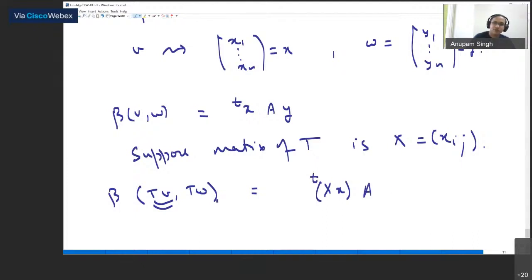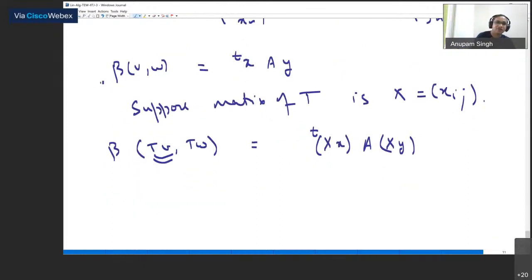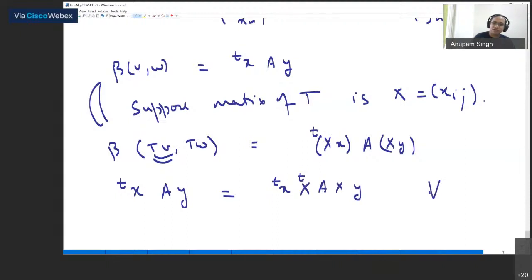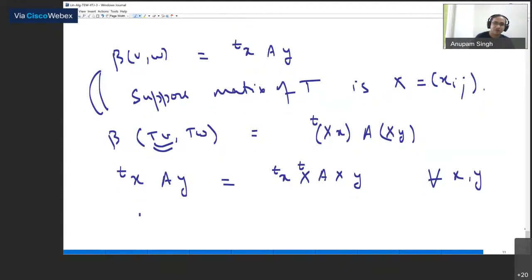Then for computing TW, I have to compute X acting on y, right? This is what I get. And the condition for T to be an isometry is that these two things are equal. So I get this equation: x transpose A y equals x transpose, capital X transpose A X y. And as usual, this is happening for all x, y, so I can say that the two matrices inside are the same. This will imply A is actually equal to X transpose A X. Okay, so this is a very nice equation.